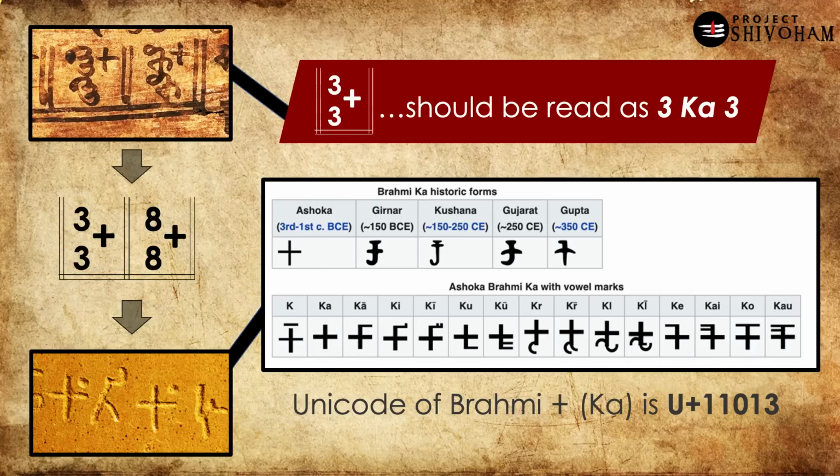In fact, you can try it out, the Unicode for Brahmi Ka. It is U plus 11013. Try out this Unicode in your laptop and you will be able to type the Brahmi letter Ka, which exactly looks like plus. But what is the meaning of Ka? What is the meaning of 3 Ka 3 as written in Bakhshali Manuscript? That is most important for us to understand. Let's move forward.